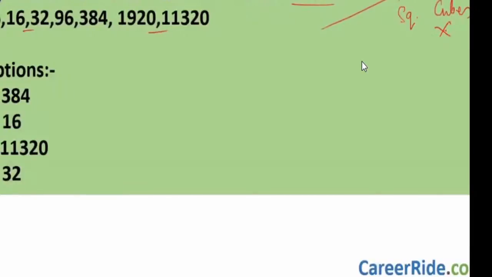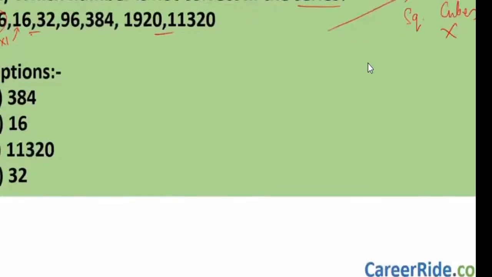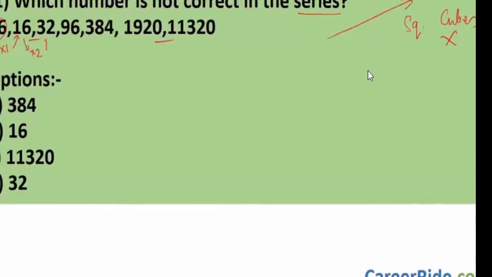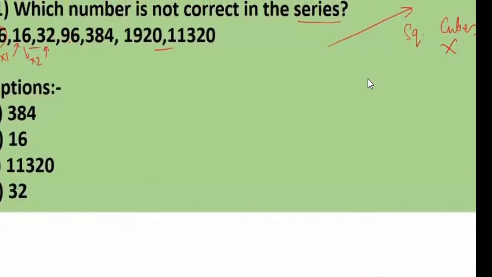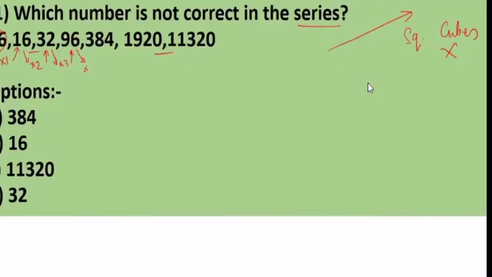cubes or even multiplication. So let's see, 16, 16, we can say 16 multiplied by 1 is 16. 32, we can say 16 multiplied by 2 is 32. 96 can be divided by 16, 16 sixes are 96, but 96 is also divisible by 32. So 32 multiplied by 3 is 96. If we try 96 into 4, what you will get? 384. So multiply by 1, 2, 3, 4. So this has to be multiplication by 5.